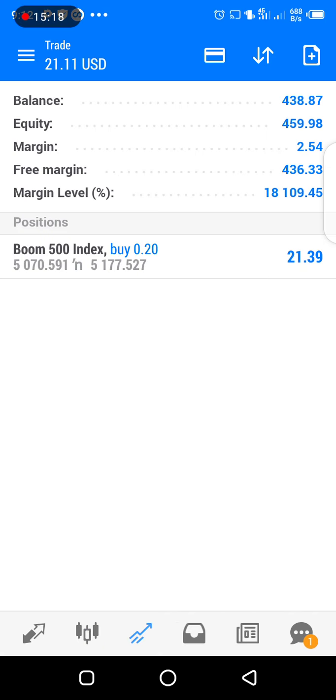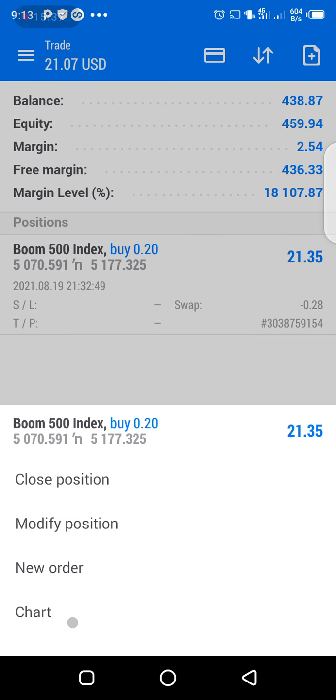That's how the market is. You can see this is a trade I entered to buy Boom 500 on a very low lot size. That's the lowest lot size, and you can see my profit, because the market told me that it's going to buy for long. Let's look at the charts.